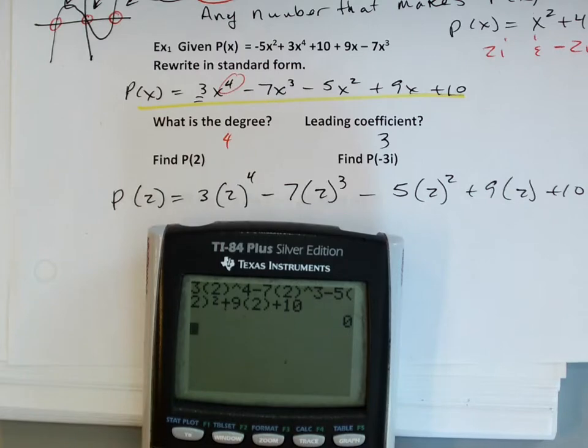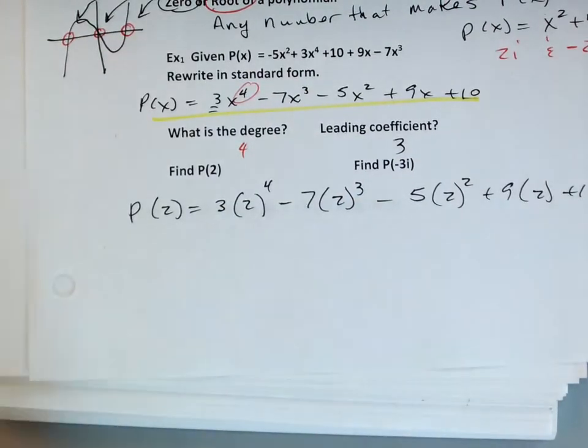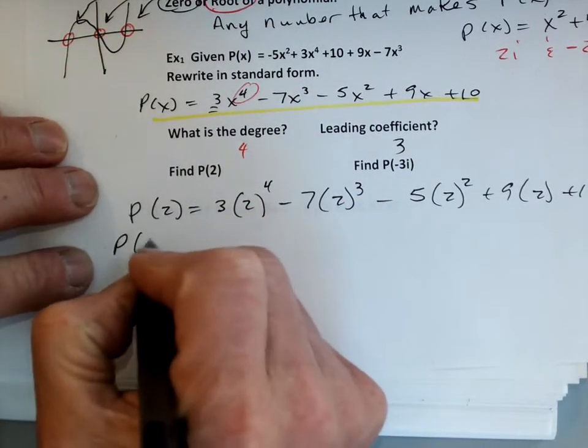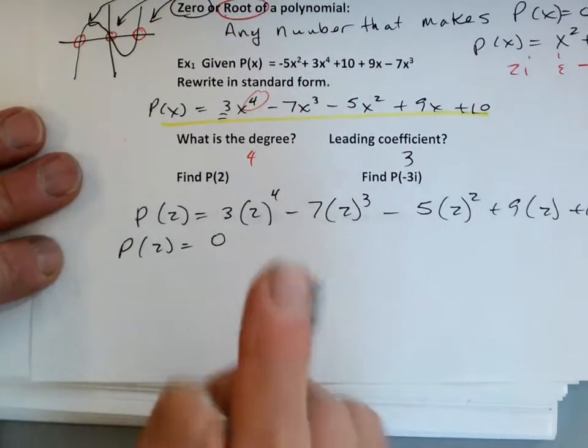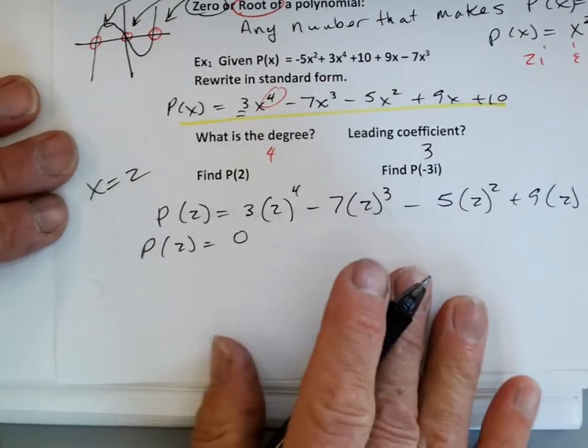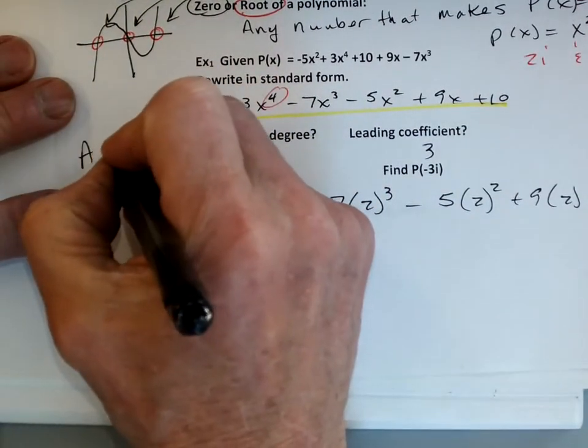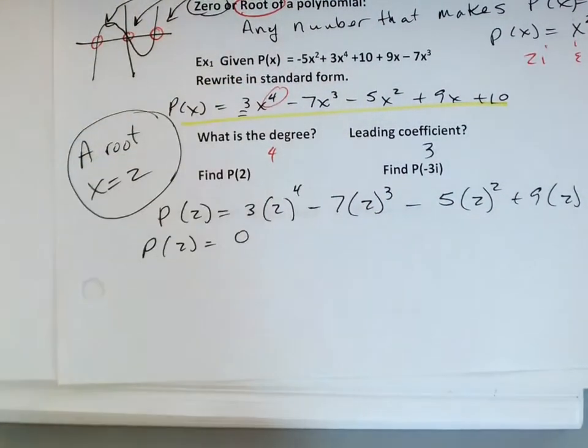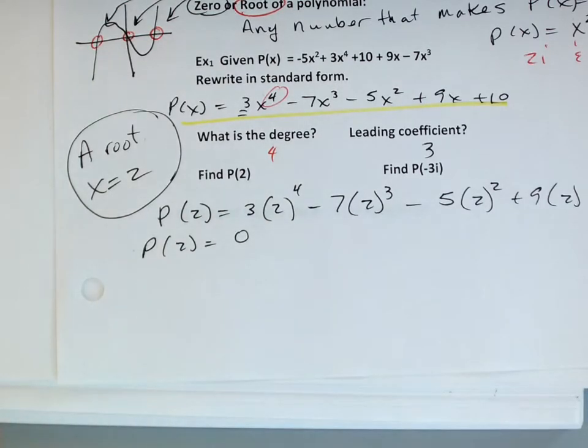So that means that it would be a root, right? So P of 2 is equal to 0, okay? Which means that x equals 2 is a root. Because you got an answer of 0, it's a zero. We're going to call it a root, because we're in pre-calculus now. There's a reason we call it a root.